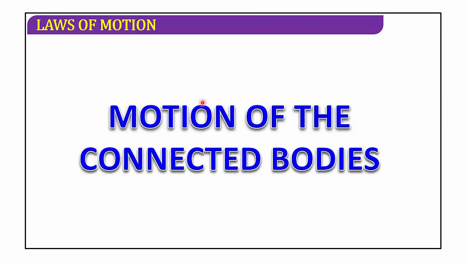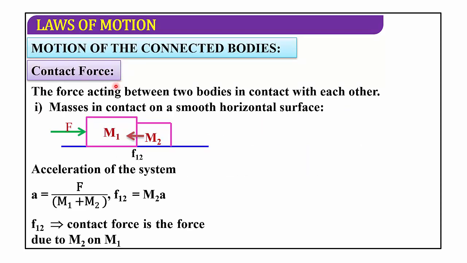Now we go for motion of the connected bodies. Contact force is the force acting between two bodies in contact with each other. You can observe M1 and M2, two bodies of masses M1, M2, both in contact with each other. So between them you have a contact force, right? The first point, masses in contact on a smooth horizontal surface. On this smooth horizontal surface, they have kept two bodies, both in contact with each other, having masses M1 and M2.